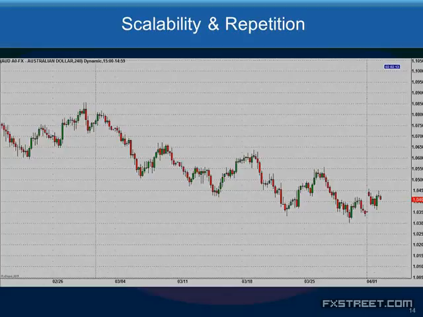A word on scalability and repetition, both very important. Repetition is a great thing. I love it when a market just continues to do the same thing over and over again, as they do so often. Along with being scalable, that's being repetitive too. And the study of this phenomenon of scalability and repetition is called fractal geometry.